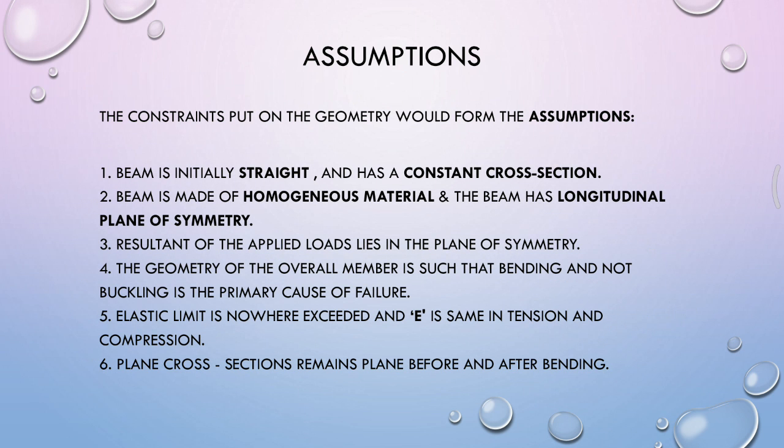These constraints on the geometry would be in the form of assumptions. Then what are the assumptions that we put? The beam is initially straight and has a constant cross section. The beam is made of homogeneous material and has a longitudinal plane of symmetry. Longitudinal means lengthwise. The resultant of applied loads lies in the plane of symmetry. The geometry of the overall member is such that bending, and not buckling, is the primary cause of failure. The elastic limit is nowhere exceeded and E is the same in tension and compression. Plane cross sections remain plane before and after bending.